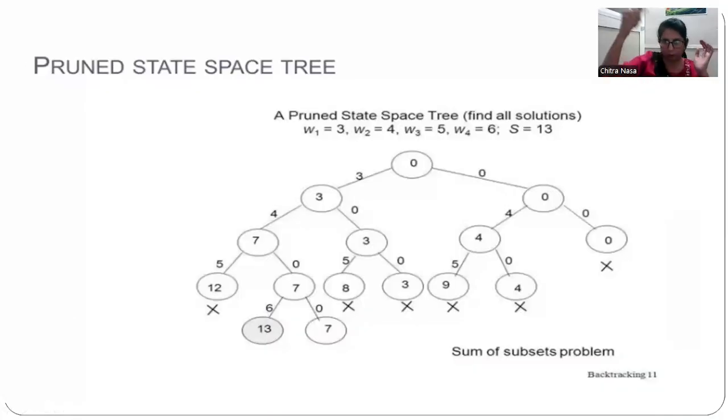We have to highlight this path also so that it can clearly show how, using the backtracking approach, we have solved this problem, right?